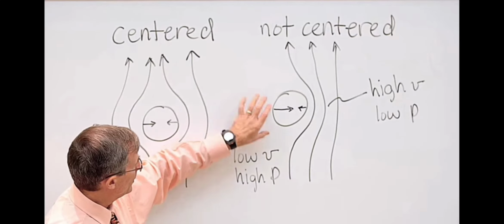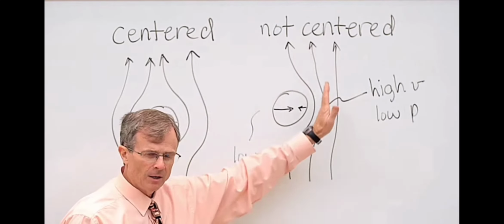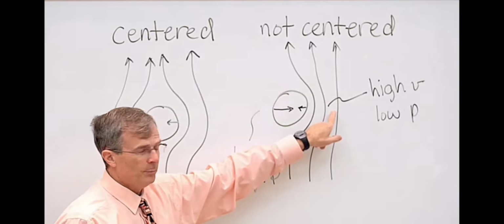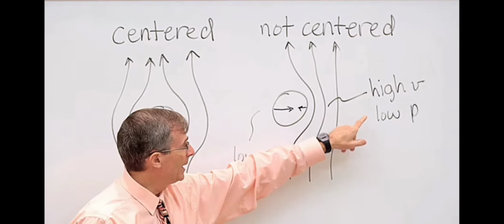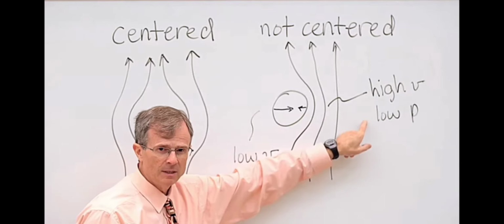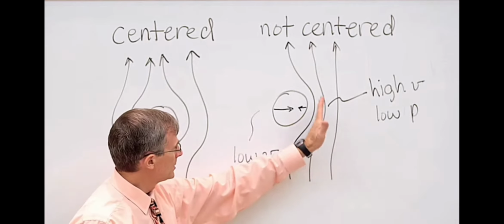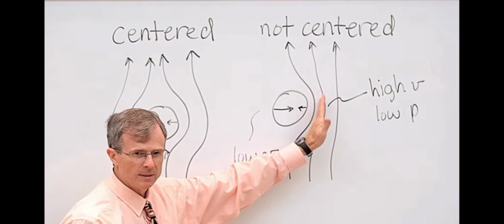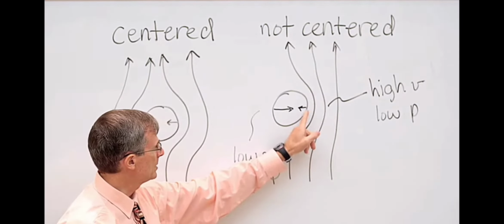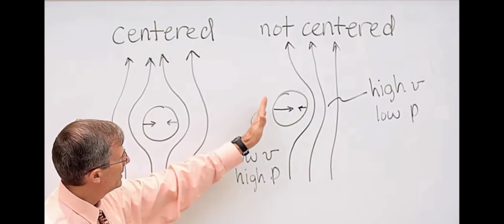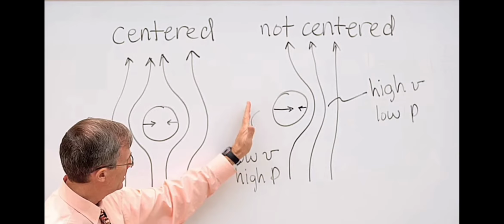Over here, there's a lot of air on the right side that's rushing past the ball. And Bernoulli's principle says that if you have a high velocity, a high airspeed, then you have a low pressure. So the air on the right side of the ball exerts a smaller amount of pressure on this ball than the atmospheric pressure does on the other side.